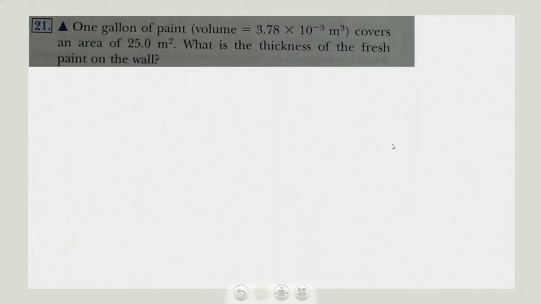So number 21 reads: 1 gallon of paint with a volume equal to 3.78 times 10 to the negative 3 meters cubed covers an area of 25.0 meters squared. What is the thickness of the fresh paint on the wall? So they give you two values. They give you volume, which is equal to 3.78 times 10 to the negative 3 meters cubed, and area, or the area that this gallon of paint is able to cover, which is 25 meters squared.